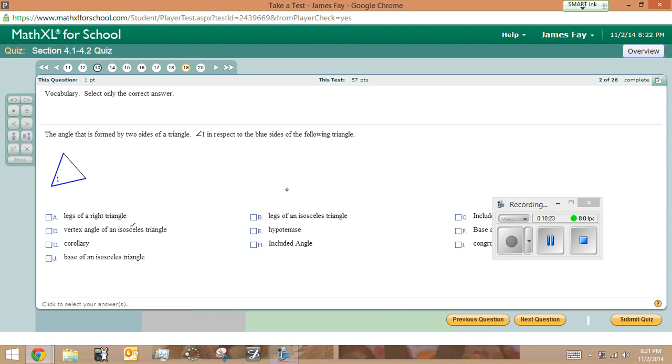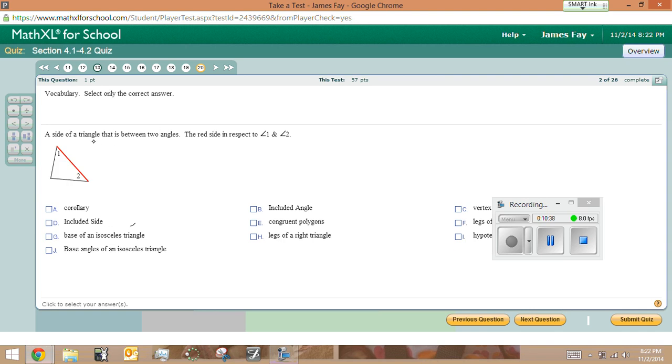The angle that is formed by two sides of a triangle, angle 1, in respect to the blue sides of the following triangle, that's referred to as an included angle. A side of a triangle that is between two angles, the red side in respect to angle 1 and angle 2, that's called an included side.